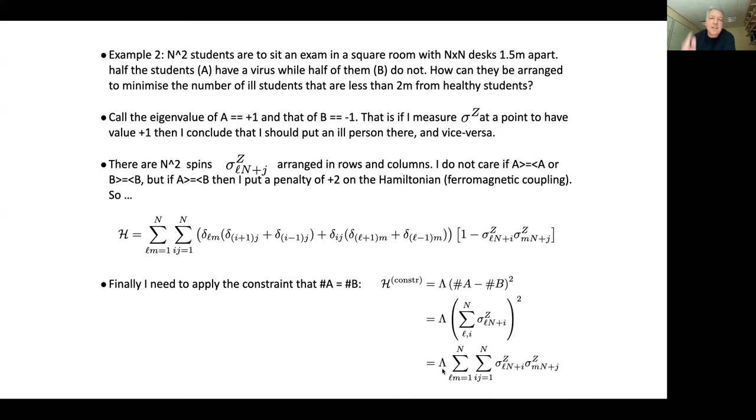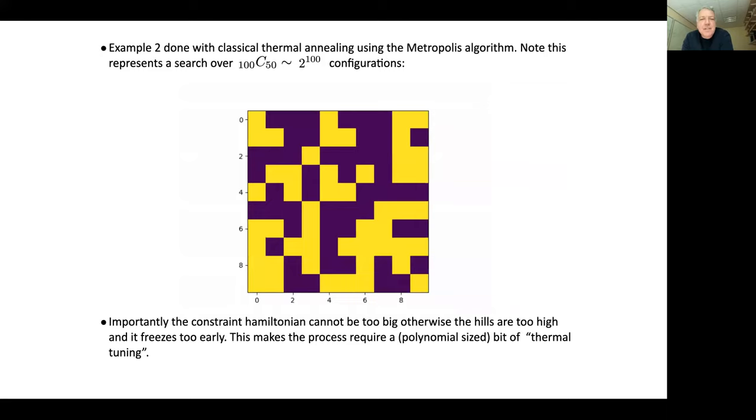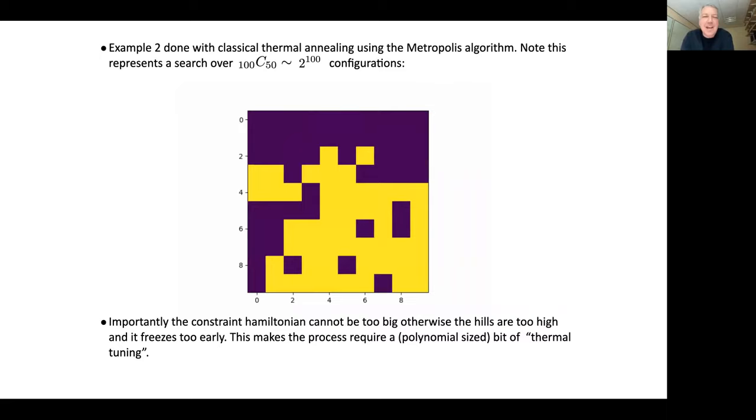So I'll show you what happens. I'm going to show you the Metropolis algorithm. This is an actual Metropolis algorithm that I ran. I can't show you the same thing on a quantum machine, obviously, because as soon as you measure it, the experiment's over. But with a Metropolis one, you can actually measure it every step. So this is what happens with the Metropolis algorithm.